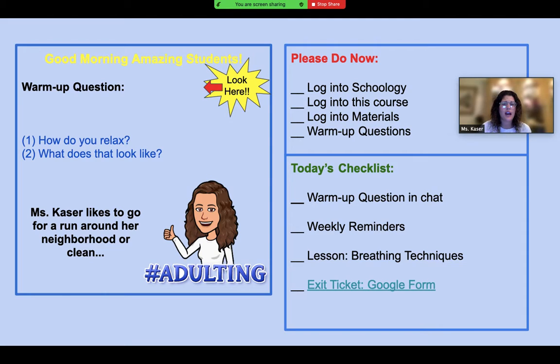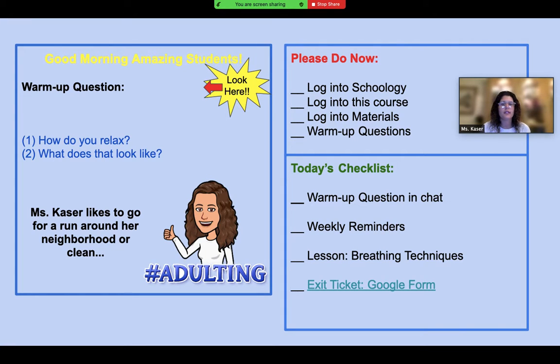As always, please be in Schoology. Make sure you're logged into this course, period 1 PE. Log into materials where you'll find today's exit ticket, a Google form to check for your understanding. And for today's checklist, make sure you're answering the warm-up question in the chat. We're going to go into our weekly reminders, and breathing techniques is our lesson today. And then we'll have a short exit ticket where I check your understanding based on our breathing technique lesson.